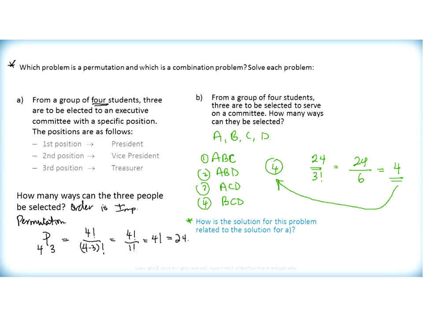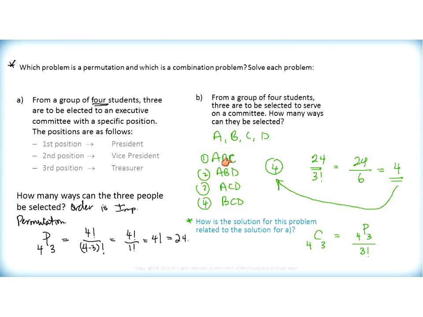So in actual fact, a combination of 4 choose 3, notice I'm using the symbol C now rather than P, is equal to the permutation of 4 choose 3 divided by 3 factorial. That's how the two are related, and I think it's important that you recognize the relationship here. The C of 4 choose 3 is equal to the P of 4 choose 3 divided by 3 factorial, always.